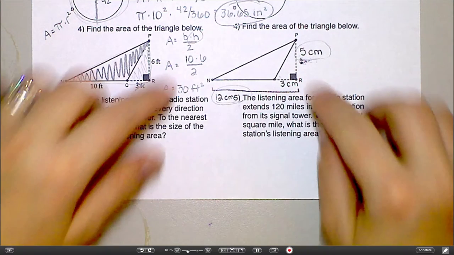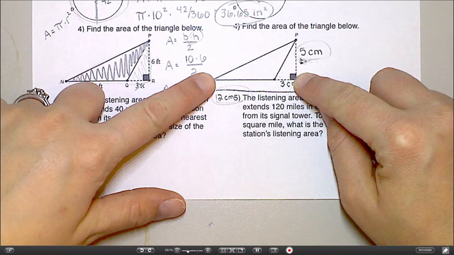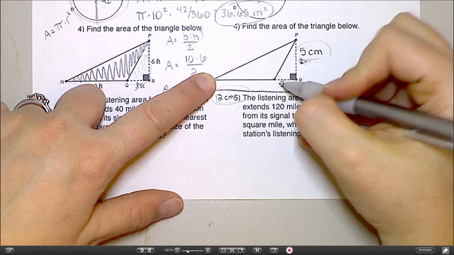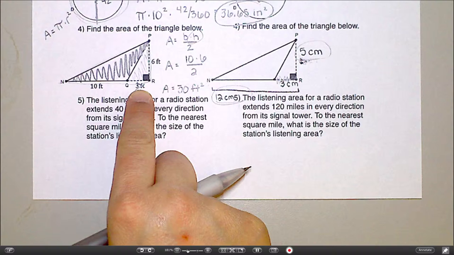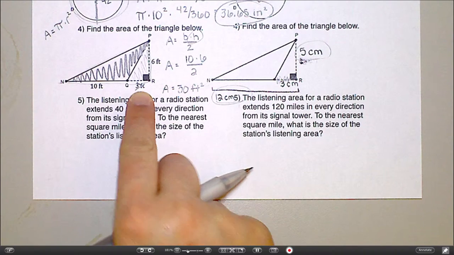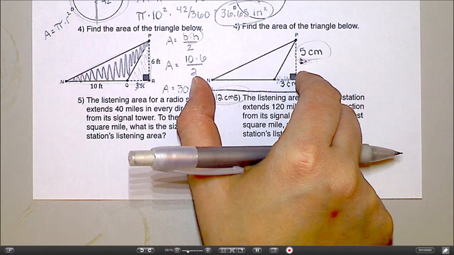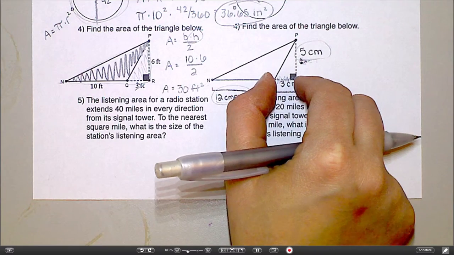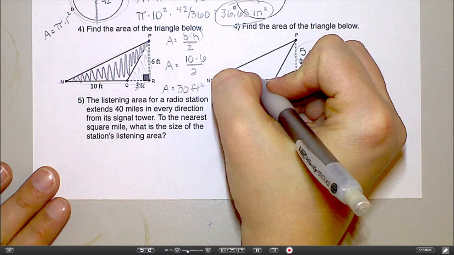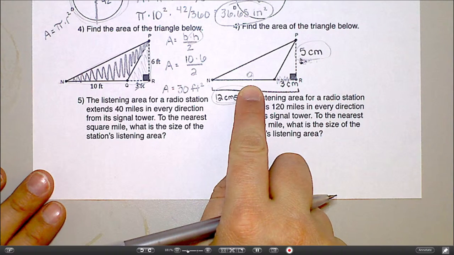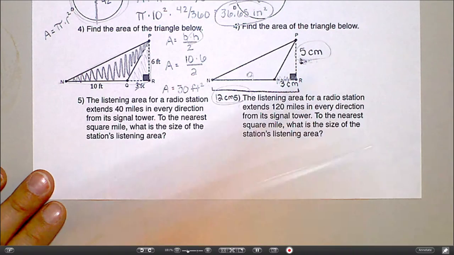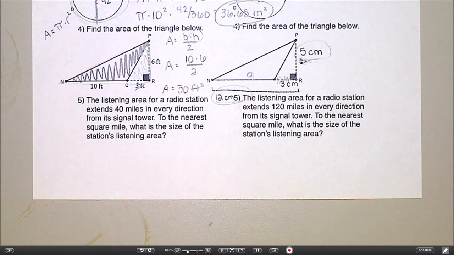Okay, so 12 is from here to here, right? But I don't want this little piece. I want to not care about that little piece like I didn't care about it over here. If this whole thing is 12 and this little piece is 3, you need to first reason out that this must be 9, that the base of the triangle must be 9. And then you would do the 9 and the 5 divided by 2. Okay? Does that make sense? That tripped up a lot of people.